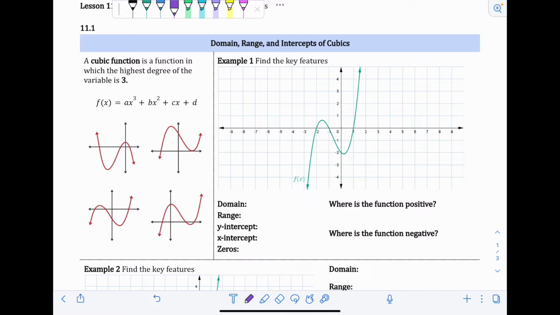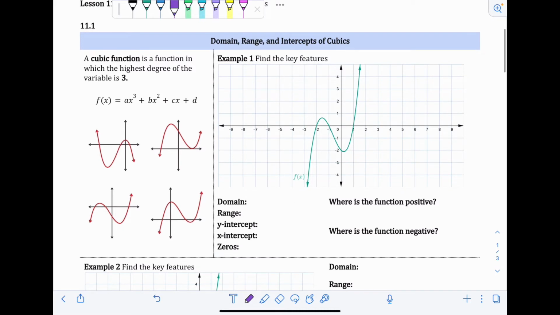Okay, so example 1, find the key features. Starting with domain. Domain is basically what possible x values are, and sometimes you can tell by looking at the function, by deciding what x values I can put in the function that would give me a real number out as opposed to an imaginary number. But we don't have a function, we just have the graph.